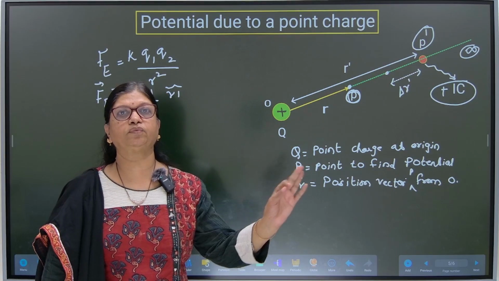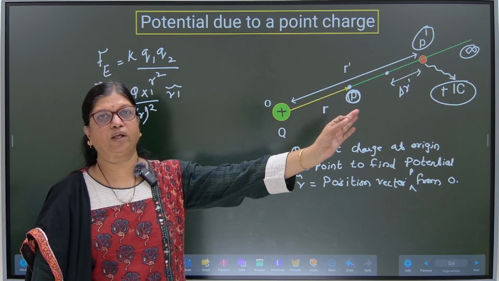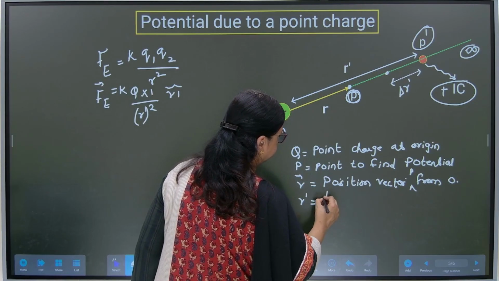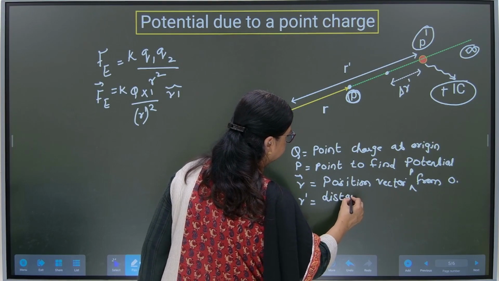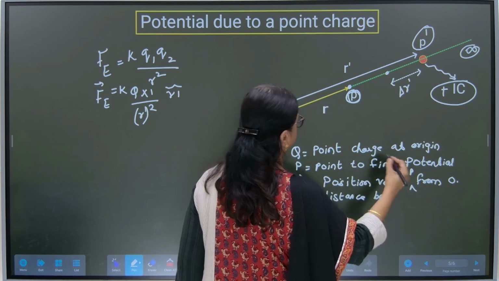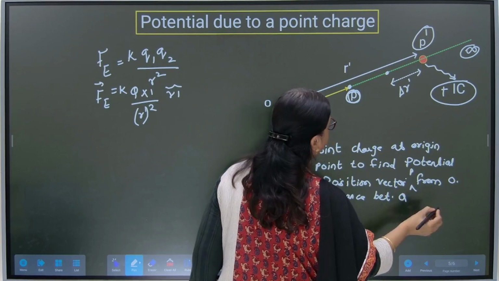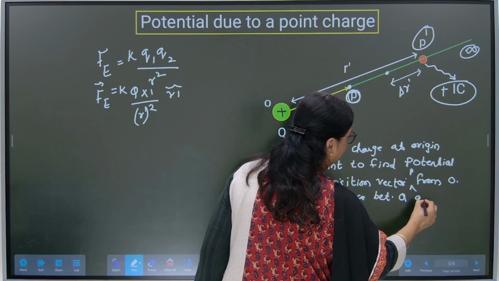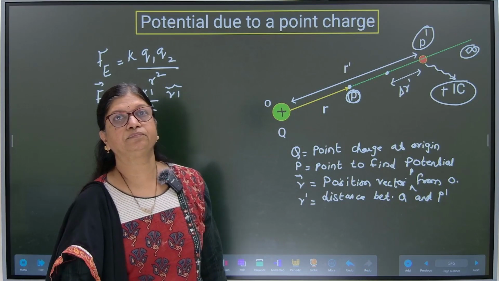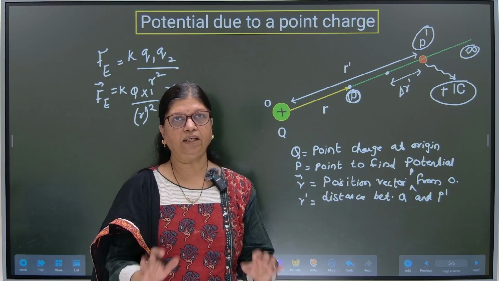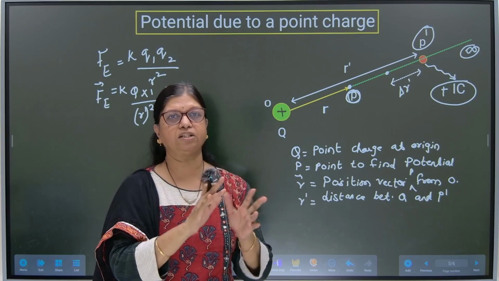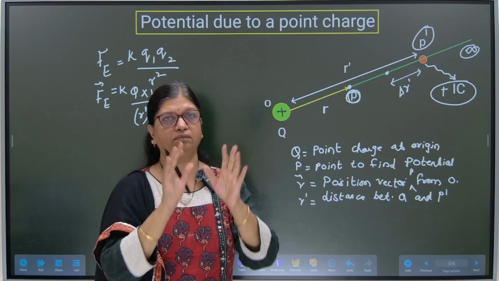Clear? This is the force of repulsion between Q and plus 1 coulomb. So, what is R dash? R dash is the distance between Q and P dash at present. Now, on the way, we have stopped at P dash and we have calculated the force which is existing.